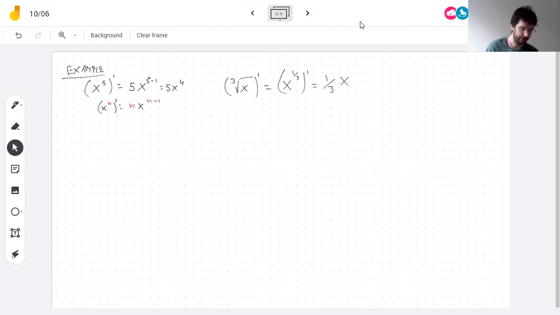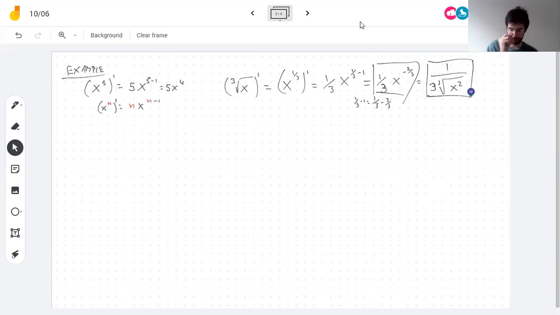Pull the exponent to the front, multiplying, and then subtract 1 from the exponent, which of course you're free to do in your head. But I just want to make it clear what I'm doing. So 1/3 minus 1 is negative 2/3. Right, 1/3 minus 1 is 1/3 minus 3/3. I could also, for me, I think these are equally simplified. These would both work as the simplified answers for me.